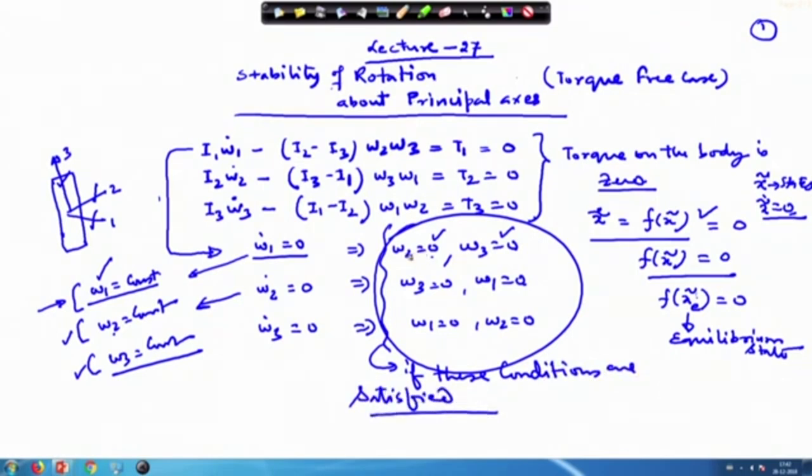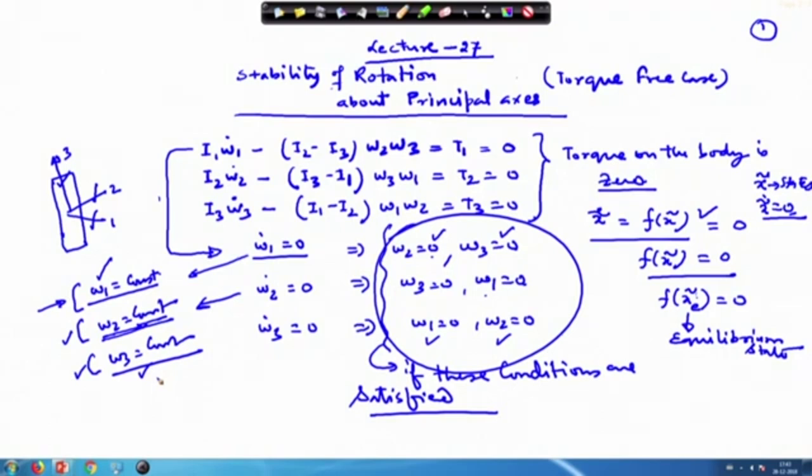this implies that if you have omega 2 equal to 0 and omega 3 equal to 0, meaning it is not rotating along the second and the third axis, then it is possible to maintain a constant rotation about the first axis. Similarly, if omega 1 is 0 and omega 3 is 0, it is possible to continuously rotate this body about the second axis, thereby we write omega 2 equal to a constant. In the same way, if omega 1 and omega 2 are 0, then we can rotate the body along the third axis.